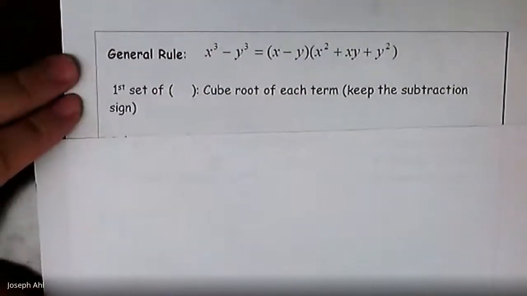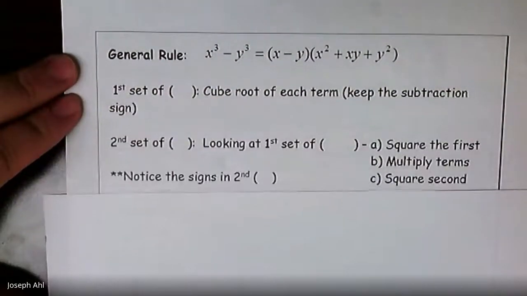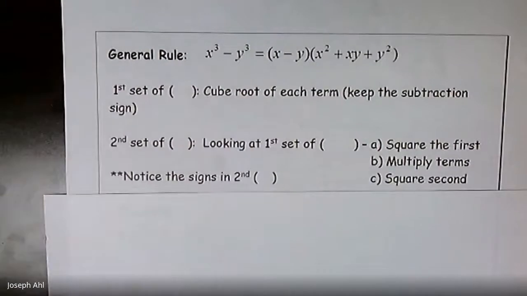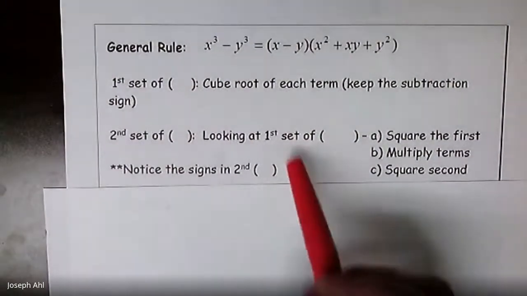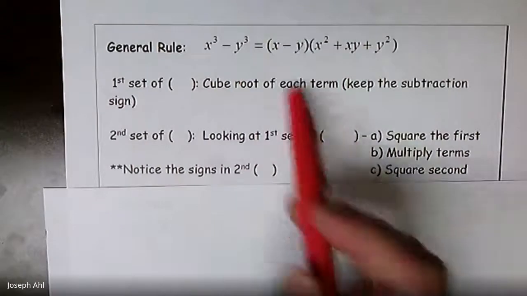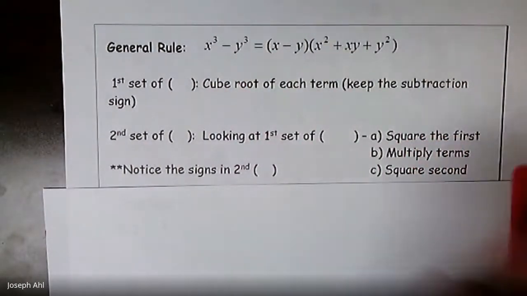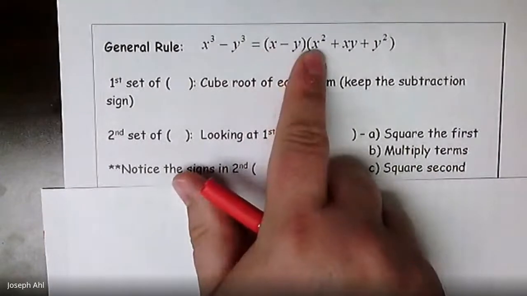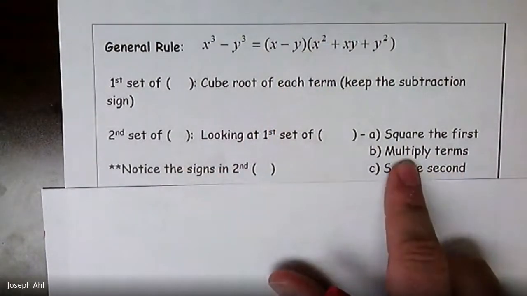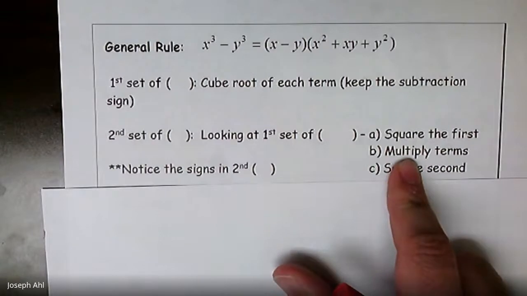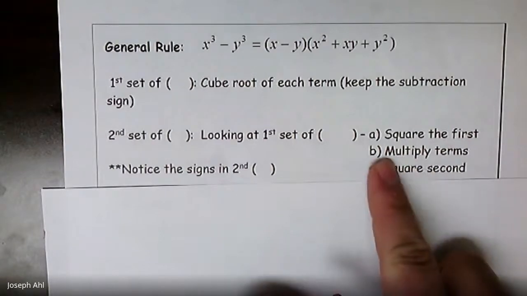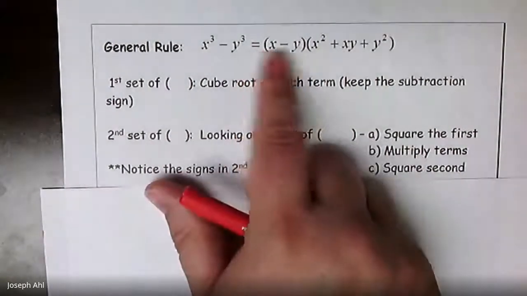The second set gets a little bit more complicated. So here are the 3 things that happen in the second set of parentheses. You're going to look back at the first set of parentheses. Look at this binomial first. And then you're going to square the first term. So notice how x got squared. In the middle, you multiply. And that kind of M and M go together, right? Middle, multiply, middle, multiply.